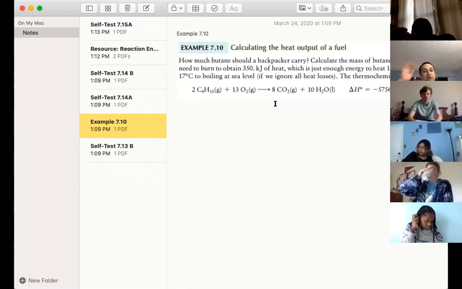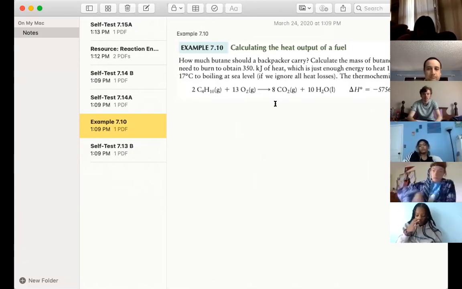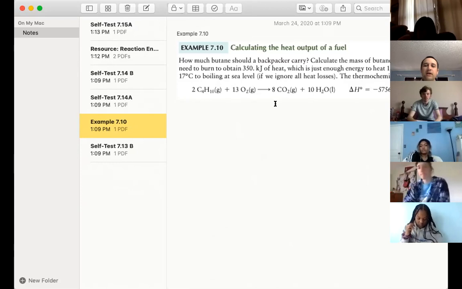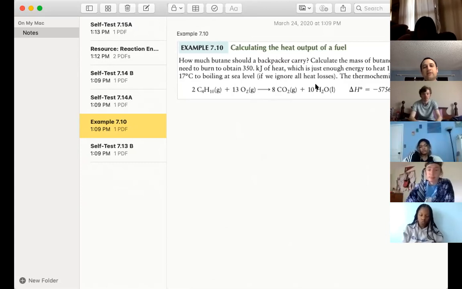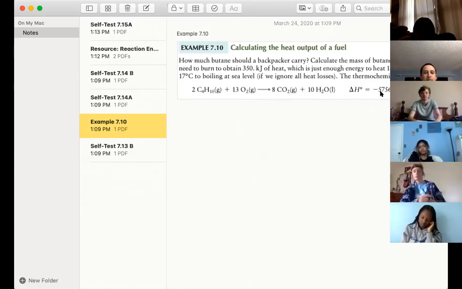Okay, so you're going to need more heat than that. I'd say about 3 times as much, but at least maybe let's call it 4 times as much. But let's go with this equation. So 2 butane plus 13 oxygen give us 8 carbon dioxide and 10 H2O, and the delta H is negative 5,756 kilojoules. Okay, and you only want 350 kilojoules, right? So what do you do in this case? So you want to calculate the mass of butane that you're going to need to burn. So this is really just a stoichiometric problem.